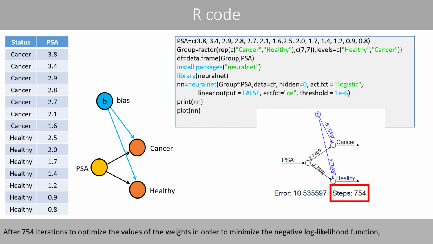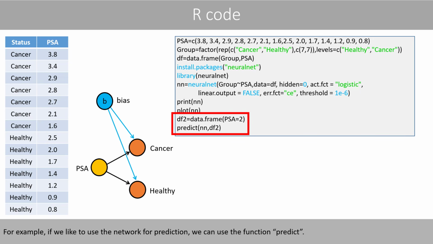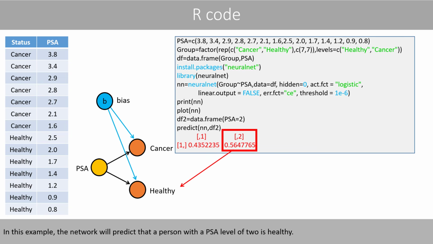We can print the output and plot the network. After 754 iterations to optimize the values of the weights in order to minimize the negative log likelihood function, we have an error of 10.54, which in this case corresponds to the negative log likelihood value. The smaller this value is, the better the model fits the data. For example, if we like to use the network for prediction, we can use the function predict. In this example, the network will predict that the person with a PSA level of 2 is healthy.